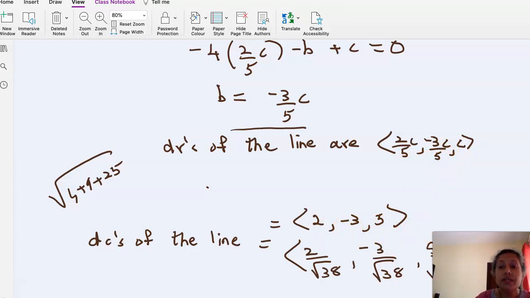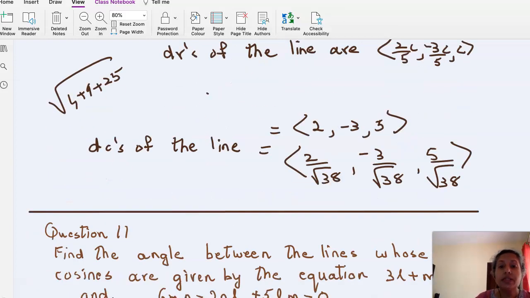And you have to find the direction cosines of the line. The modulus will be the root of 4 + 9 + 25, which is root 38. So direction cosines will be 2/√38, -3/√38 and 5/√38.